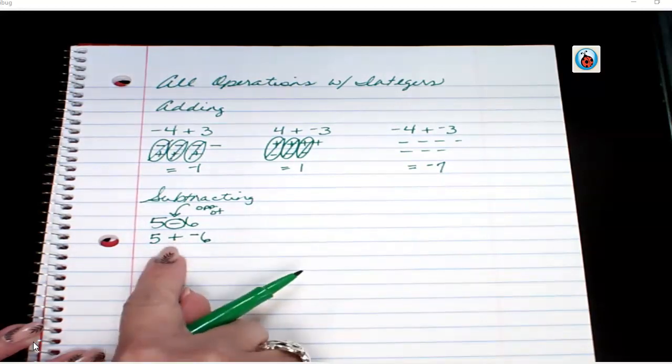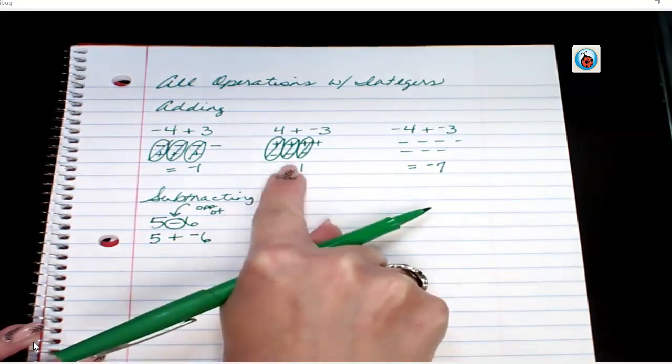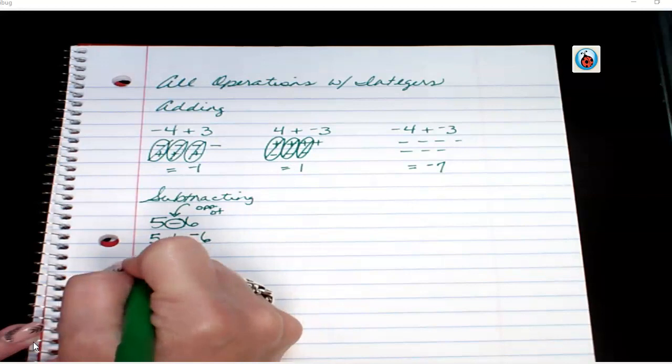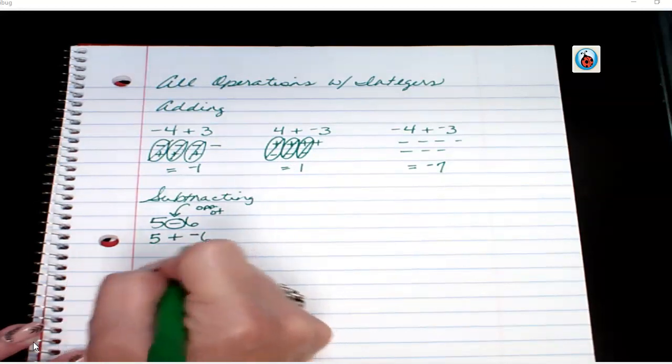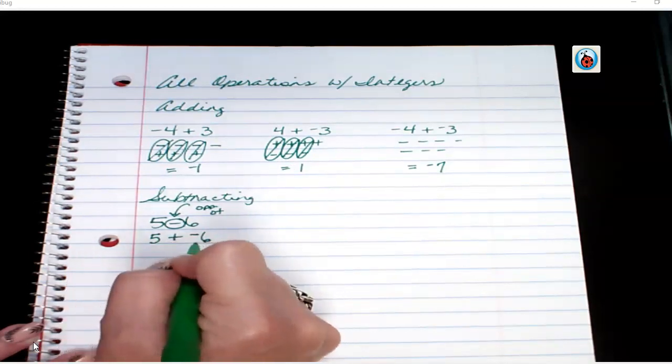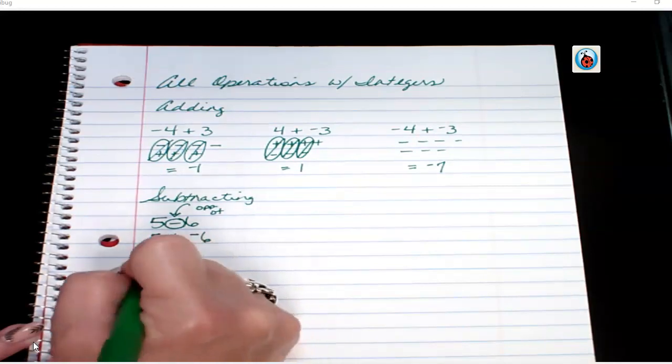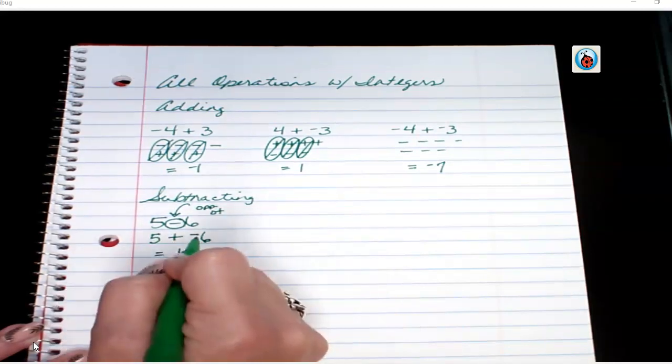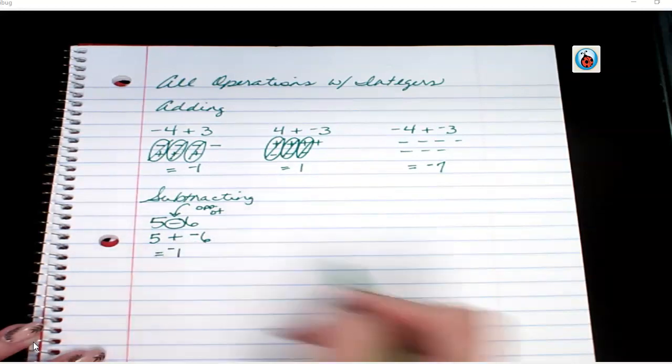Well, now I have an addition problem just like I did up here. I would have 5 positives and 6 negatives. Those are different signs, so I subtract. 6 minus 5 is 1. I have more negatives than I do positives, so my answer is -1.